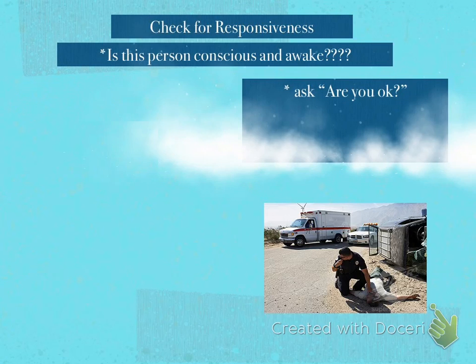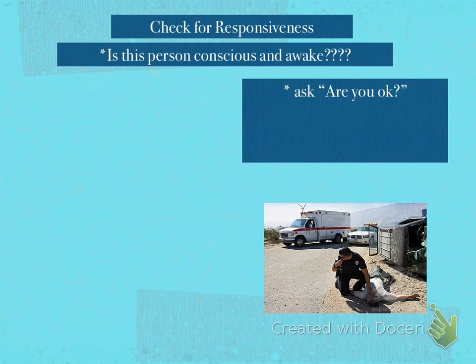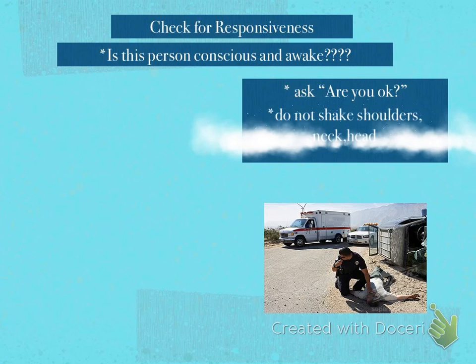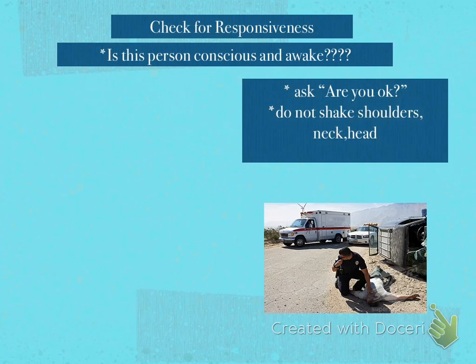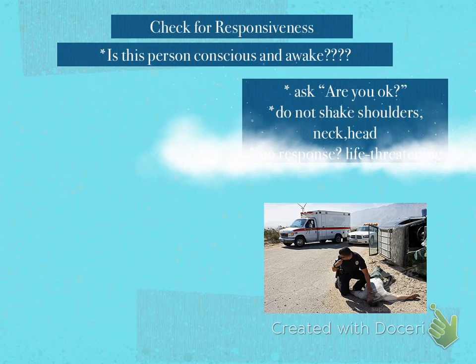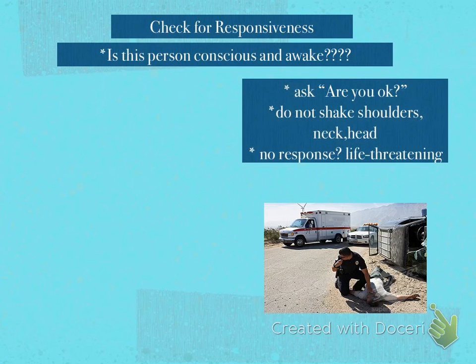So, ask them first, before you touch them, are you okay? Remember that depending on what happened to them, hearing may be an issue. So you don't just walk up to them and say, are you okay? You probably are going to have to yell it. Don't shake the shoulder, the neck, the head. Some books and some videos may tell you to do that. But most of the time, if they are out and you want to make sure whether or not they're responsive, just do that sternum rub. No response. If there's no response, that is a life-threatening situation.